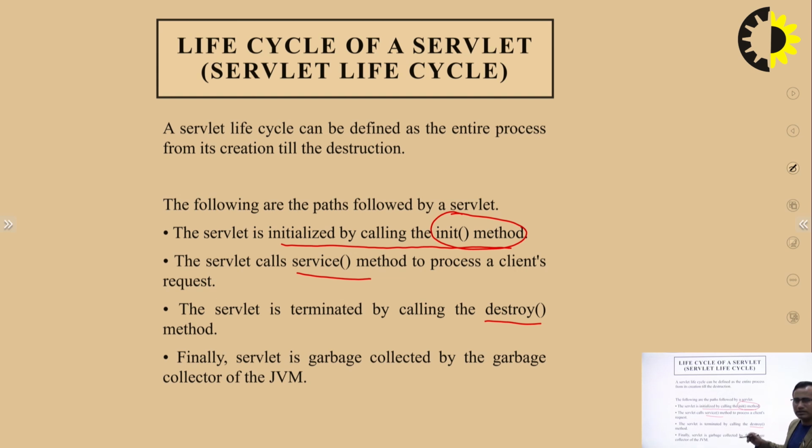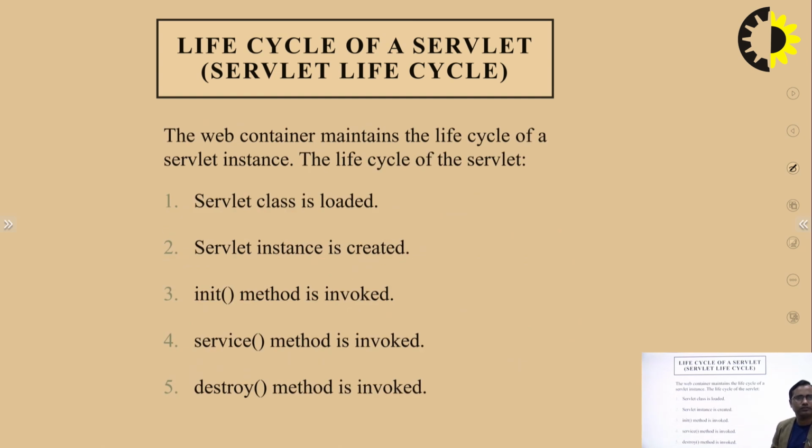So in this servlet life cycle, it uses three methods: init method, service method, and destroy method. First the servlet is initialized by calling the init method. Then the servlet calls the service method to process the client requests, and then the servlet is finally terminated by calling the destroy method. And finally, the servlet is garbage collected by the garbage collector of the JVM.